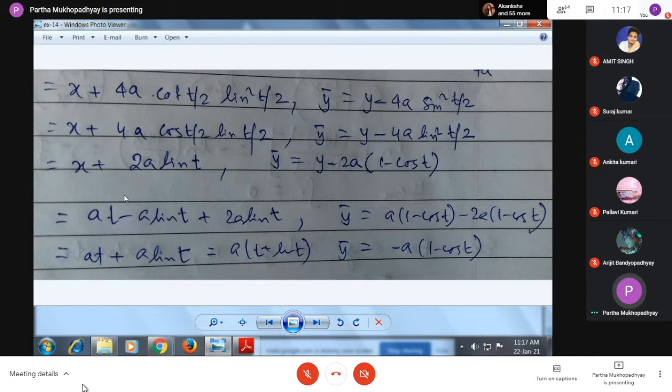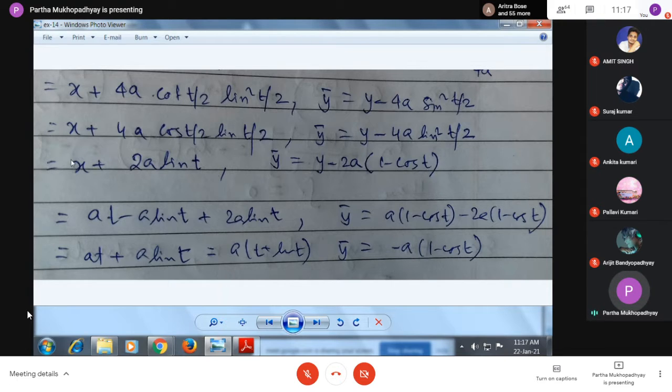Simple calculation. Similarly, y bar will be equal to y minus 4a sine square t by 2, and that is equal to y minus 2a into 2 sine square t by 2, which I can write as 1 minus cos t. So these are our final equations: x bar equal to x plus 2a sine t, y bar equal to y minus 2a times 1 minus cos t.